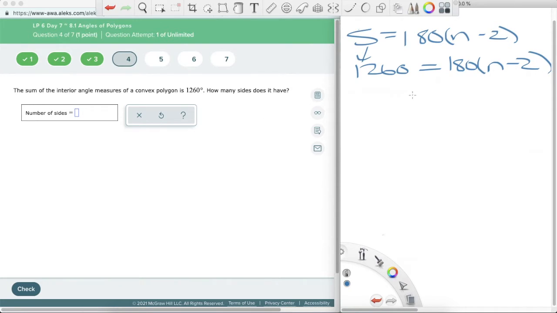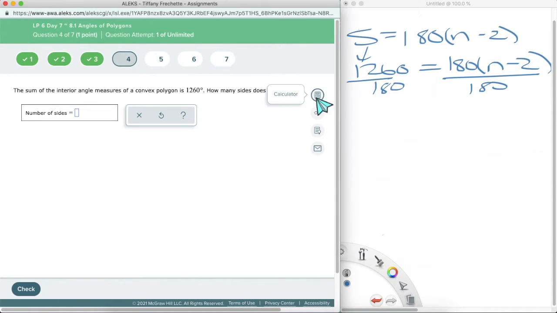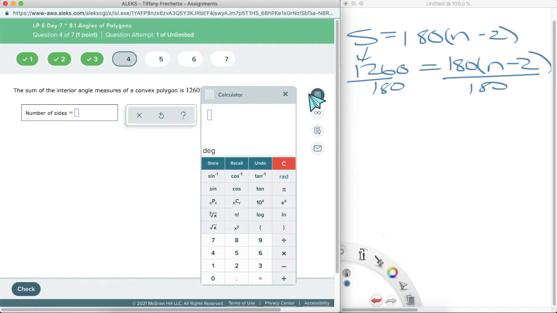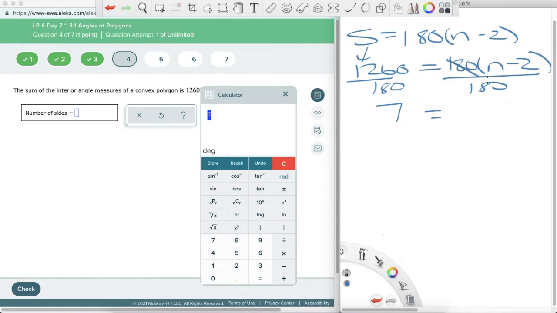You can do this a couple ways. I can distribute this 180 like this, or I could divide both sides by 180, and they actually gave me a calculator. So I'm going to go ahead and use my calculator tool there. Divided by 180, I get 7 equals, and 180 divided by 180 cancels out because it becomes 1.